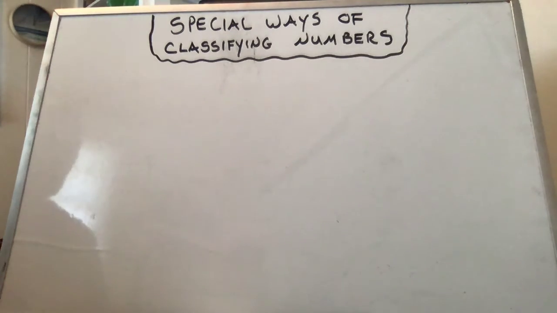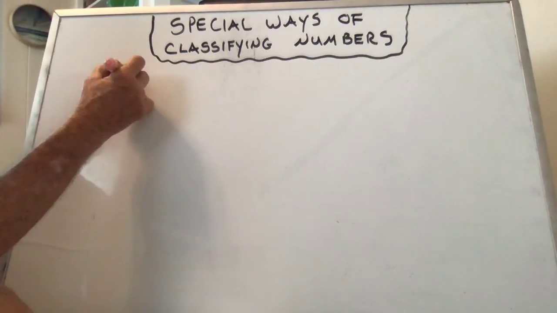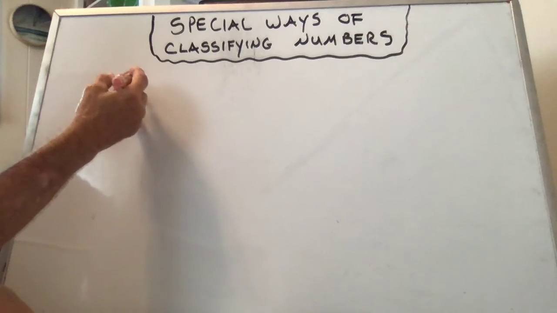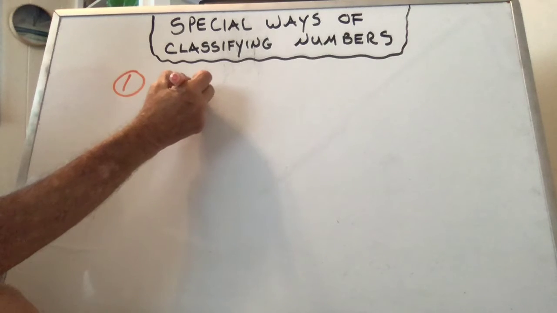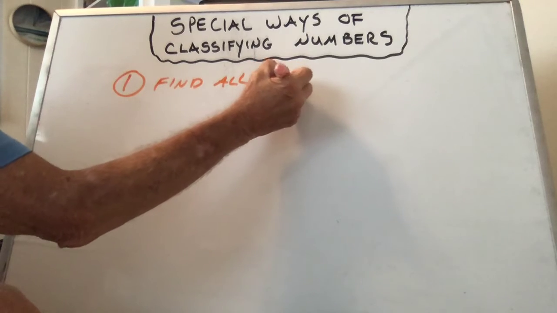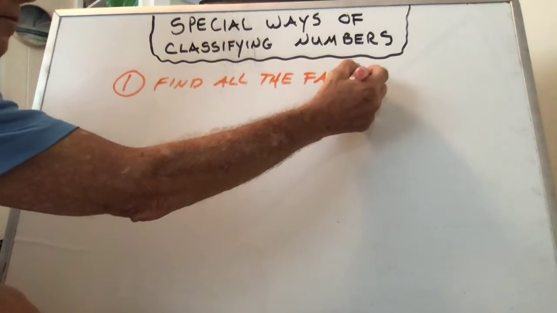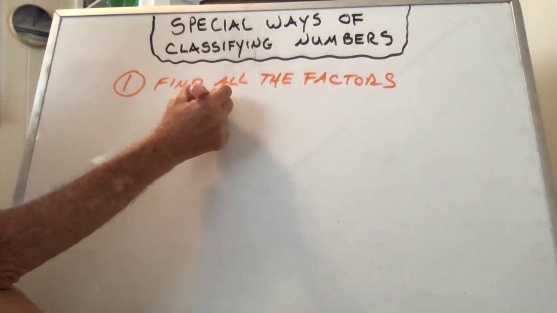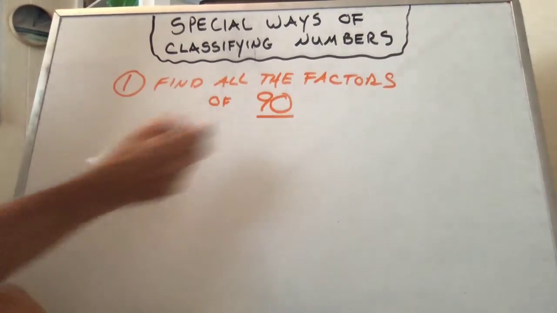All right. Okay, well, here we go. So what we're going to do is work with about 3 or 4 special numbers, or separate numbers, sorry. And what we're going to do first is, there's like 3 steps. So number 1, we are going to find all the factors of 90. So the number I'm picking to start with is 90. I just randomly picked one.